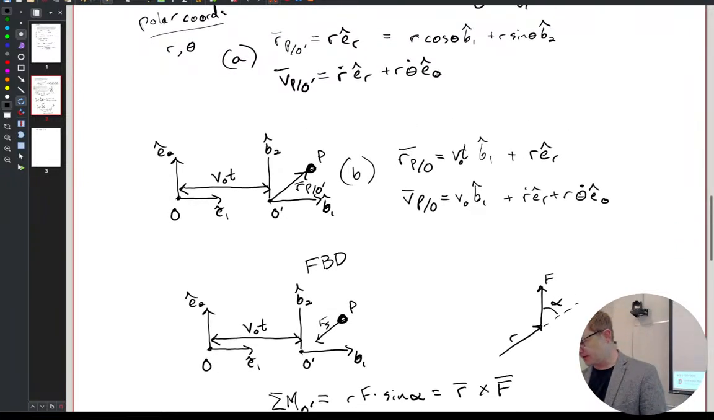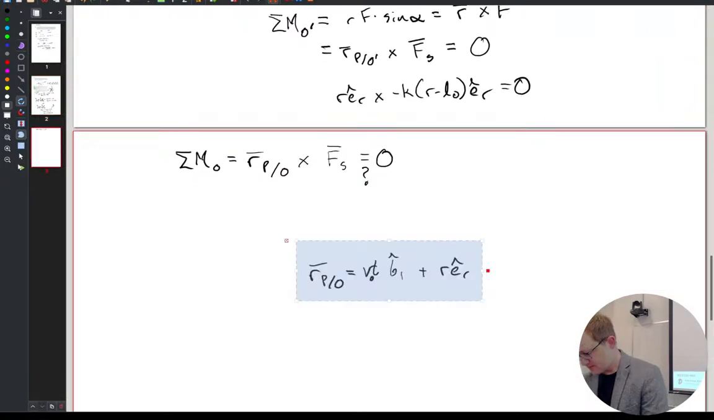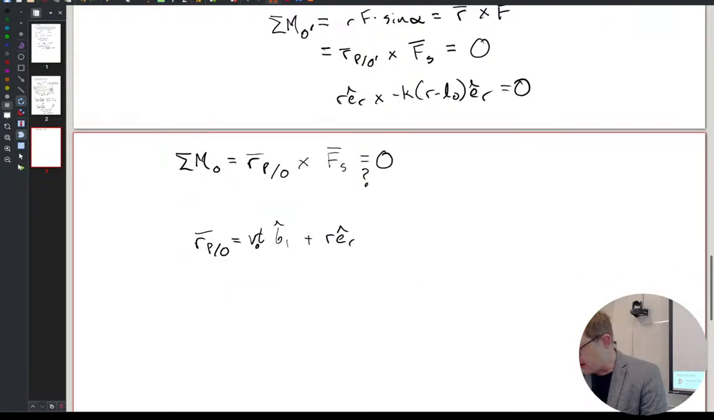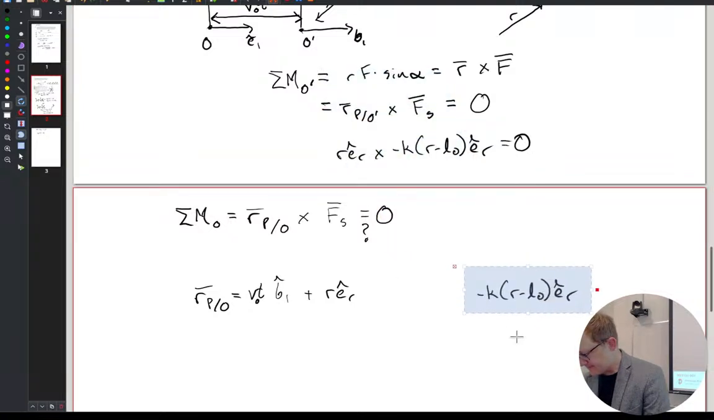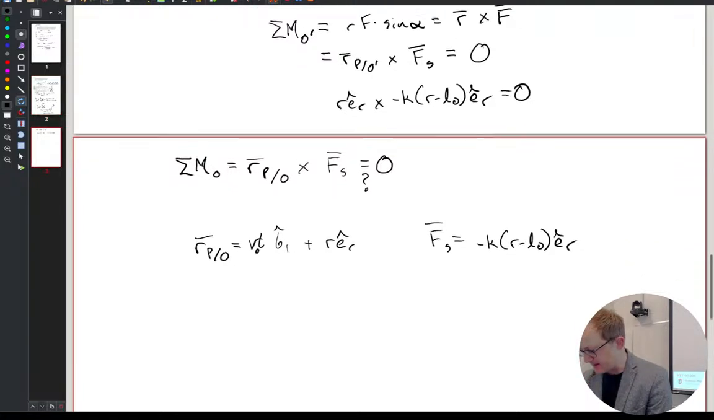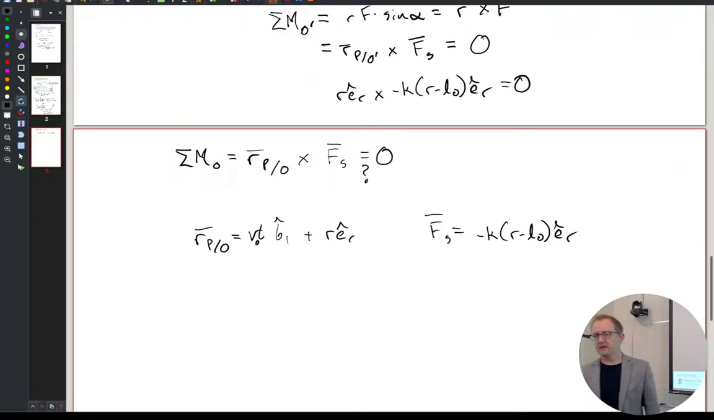Backing up a little bit, let's grab the definitions that we need. We went through the work to say, this is my RPO, and we had already said, this is my FS. So can we say that that moment is still 0?